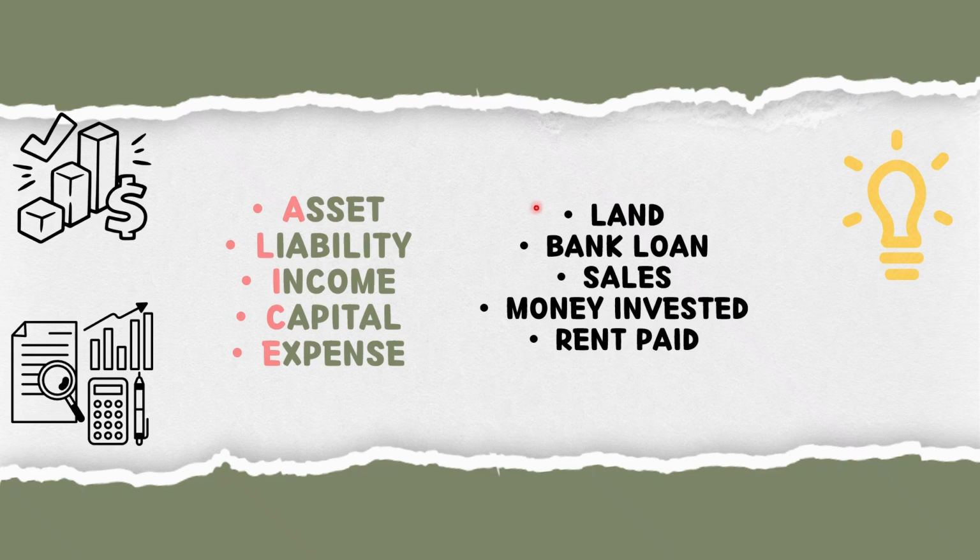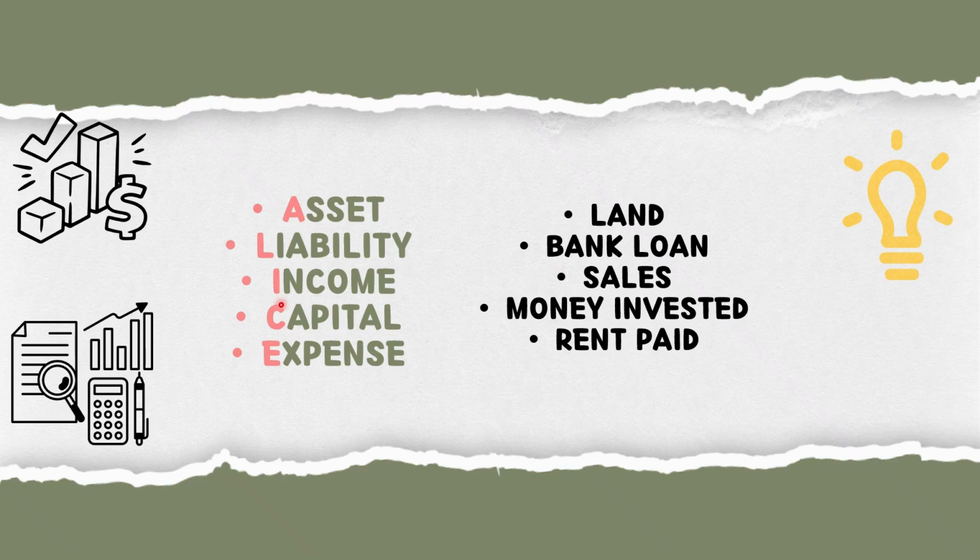For example, land. Land you're going to buy, but it's not going to give you the benefits right away when you buy. It's going to stay for a long time in your business and it's going to give you benefits in the long run. Liability. Liability is something that you have to pay back to someone. For example, I have taken a bank loan and I have to pay it back.